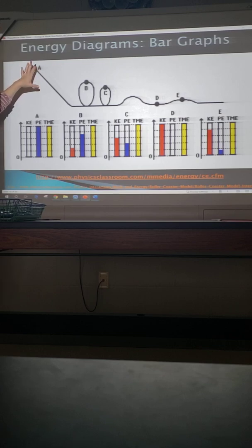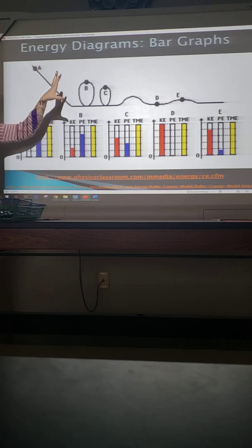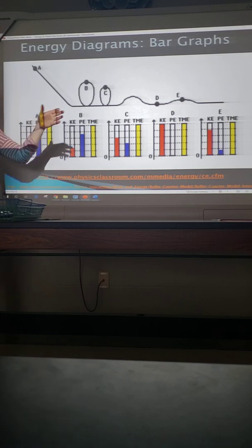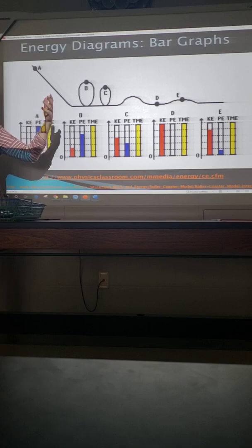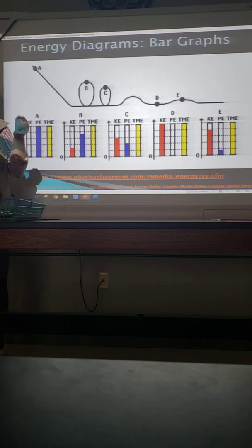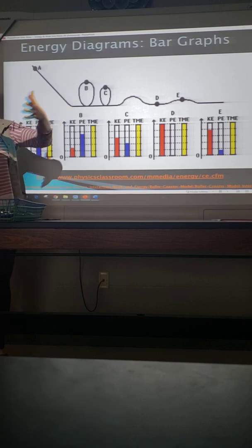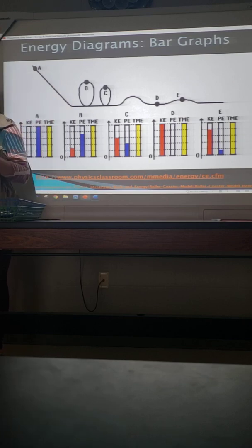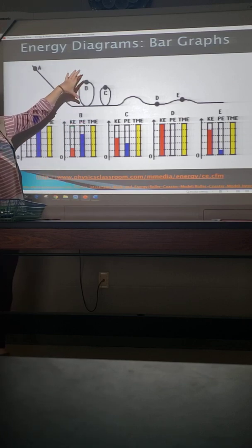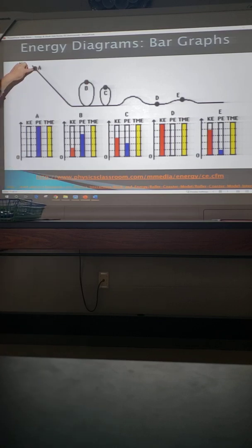So we don't care outside of the system. We're looking very specifically at this roller coaster, or at a pendulum, or at this specific thing that we're looking at. Now, is there energy around it and in other areas? Sure. We're just saying for this specific situation. So in this situation, at location A, that is the highest. That means that's where it's going to have the most potential energy.